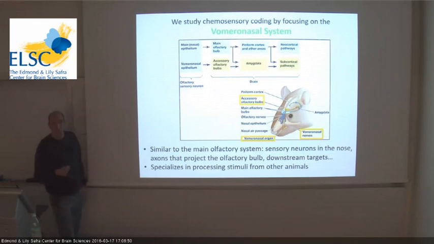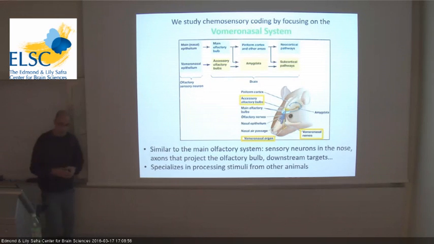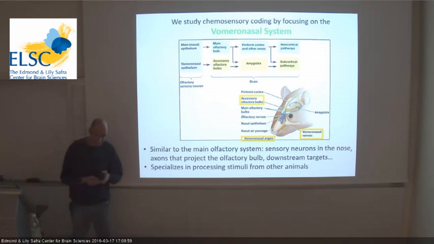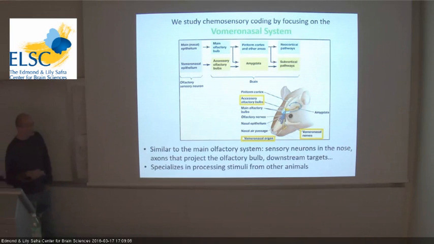So those are two systems? Yeah, two different systems. Eventually, they converge. Humans don't have this system, at least not functional, but most animals do have it, and mice certainly have it. Well, the sensory neurons are in the nose, yes, and the processing is in the brain, yes. I will talk about the organ in a second.